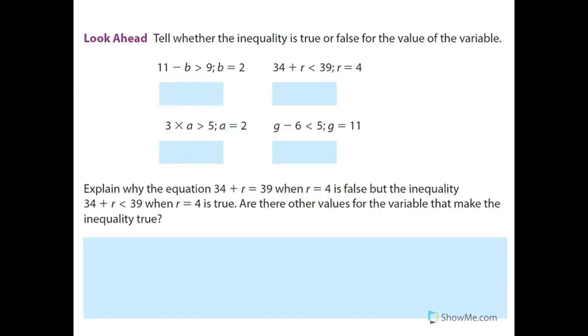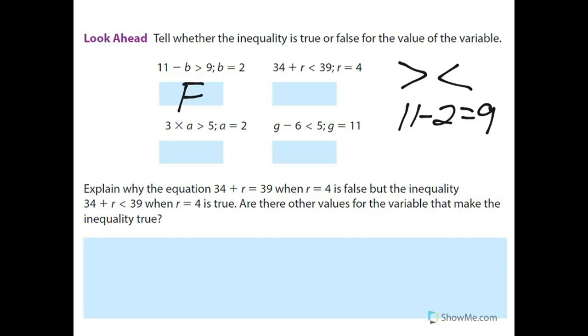So looking ahead, tell whether the inequality is true or false for the value of the variable. See where inequalities get greater than and less than. So we have 11 minus b, and b is 2, so 11 minus 2 is 9. So is 9 greater than 9? No, it's equal to 9. So it's false. See, it wants to be greater than 9.